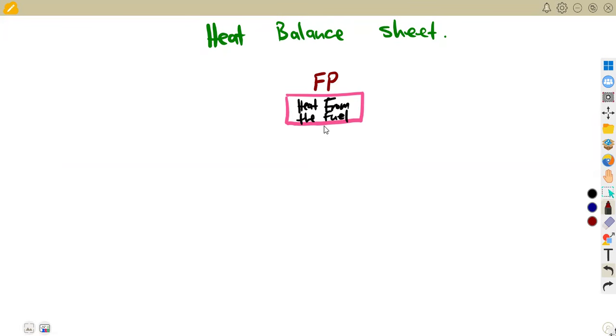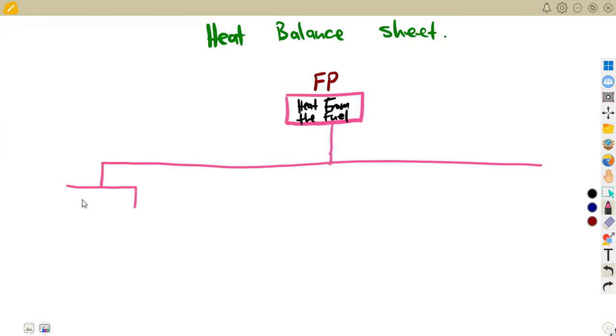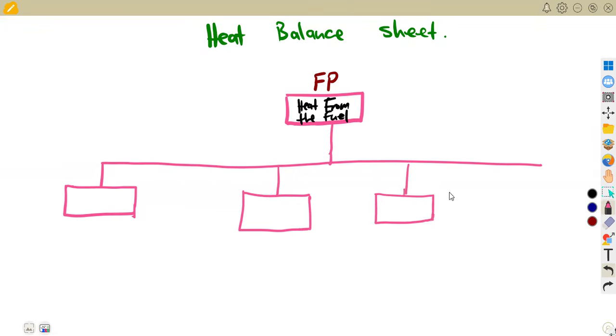And this heat is going to be separated into branches. Which branches are we referring to? It is going to be this way. We are going to have the part that is the indicated power. We have another part that is the heat to the coolant. Also we have the heat to the exhaust gases, and also the remainder part. So this is what we have.